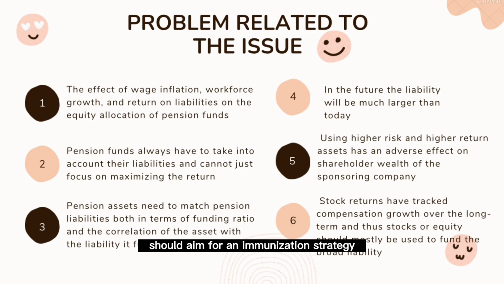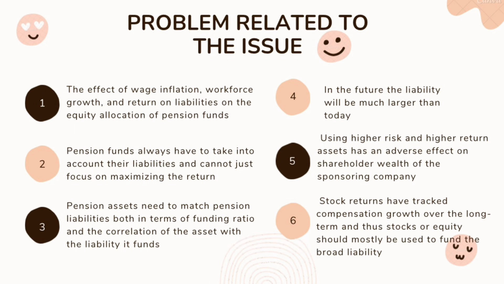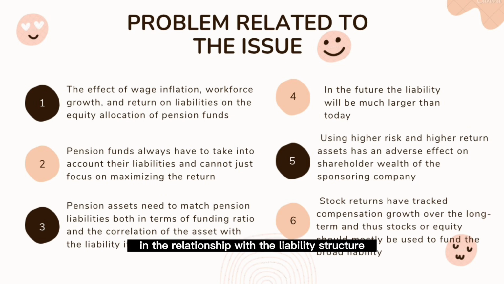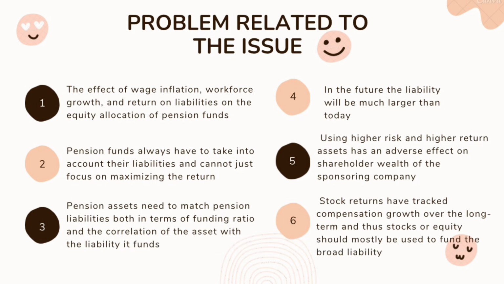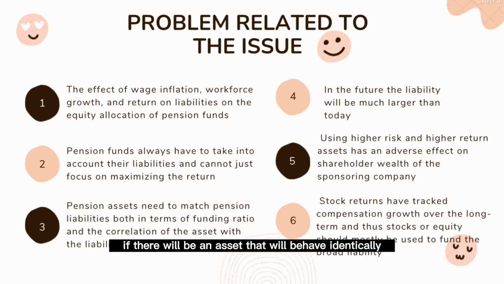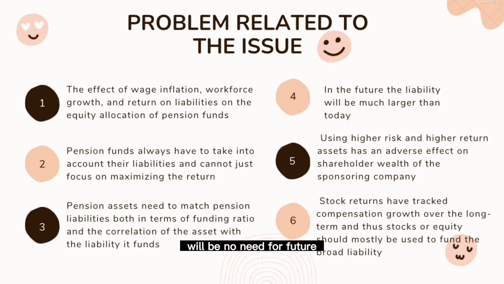The plan sponsor should aim for an immunization strategy for pension liabilities and reduce volatility to increase the value to the plan sponsor company's shareholder. The role of equity as an asset in the relationship with the liability structure is a widely researched subject. The key concept to understand the role of equity in asset liability management is mentioned by Peskin, who argues that if there were an asset that behaves identically to the pension liability it funds, there would be no need for future contributions anymore.